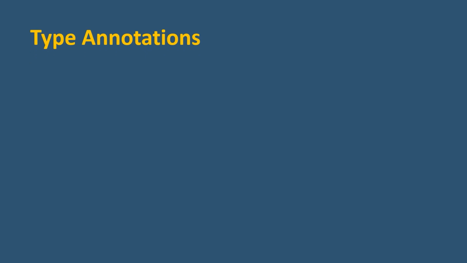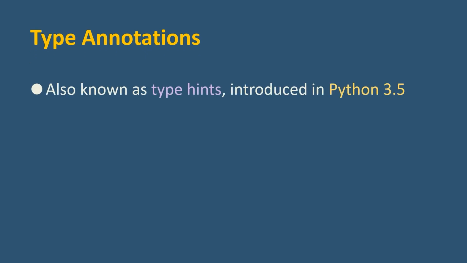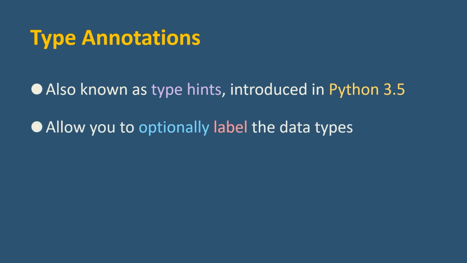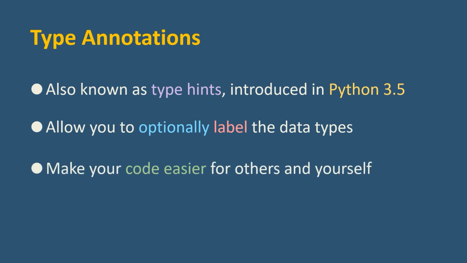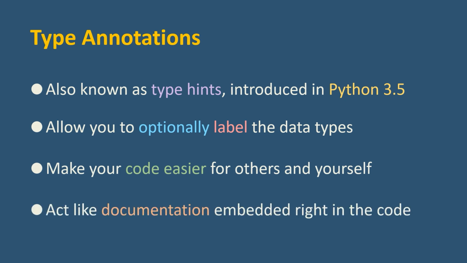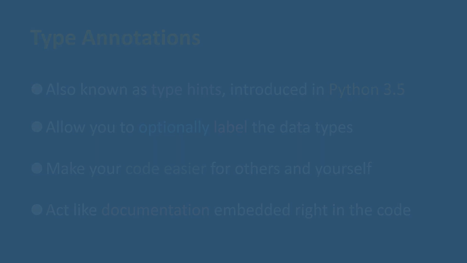Type annotations, also known as type hints, are a feature introduced in Python 3.5. They allow you to optionally label the data types of variables, function parameters, and return values in your Python code. This helps explain what kinds of values a piece of code is expecting or producing. While Python doesn't require type annotations, adding them can make your code easier for other programmers and yourself to understand in the future. The annotations act like documentation embedded right in the code.